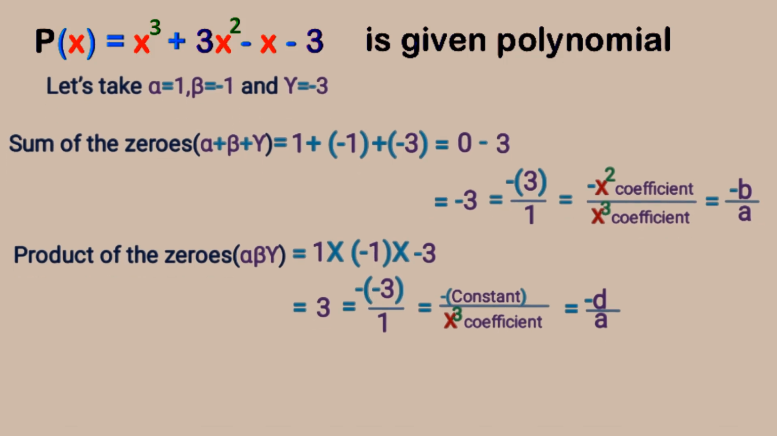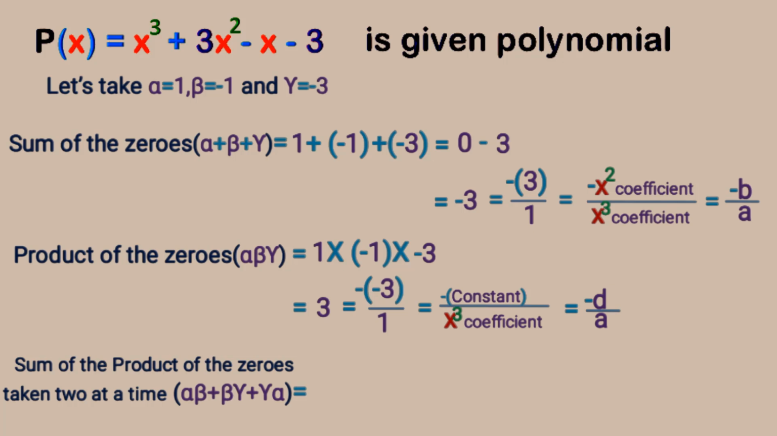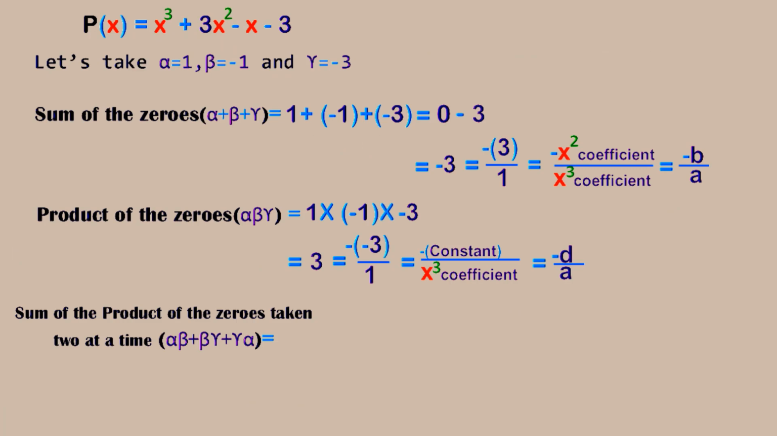Now let us verify the sum of the product of the zeros taken two at a time, that is alpha into beta plus beta into gamma plus gamma into alpha. Here we are going to take the sum of the product of the zeros that are taken two at a time. So first alpha into beta, that is 1 into minus 1, and plus beta into gamma, that is minus 1 into minus 3, and next gamma into alpha, that is minus 3 into 1.